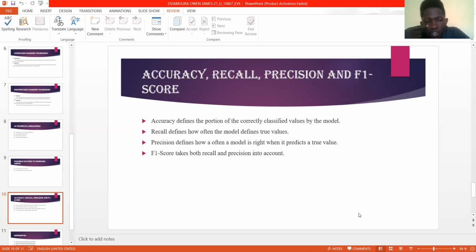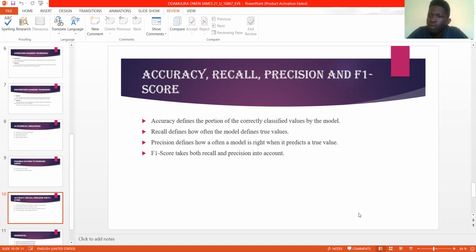Then precision defines how often a model is right when it predicts a true value. If it predicts a true value, is it right that it's true? But for recall, how often does it find a true value? Try to see the difference.